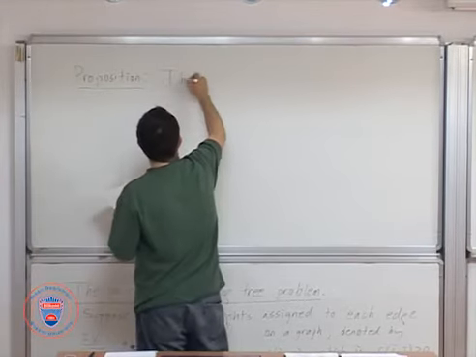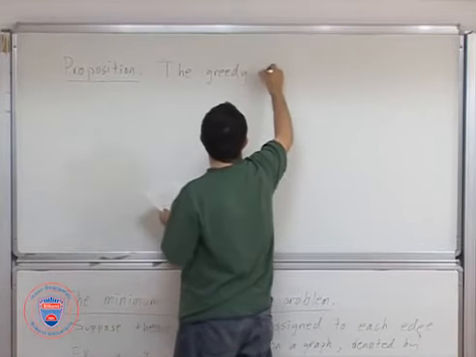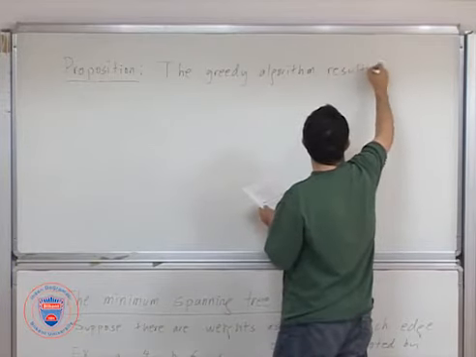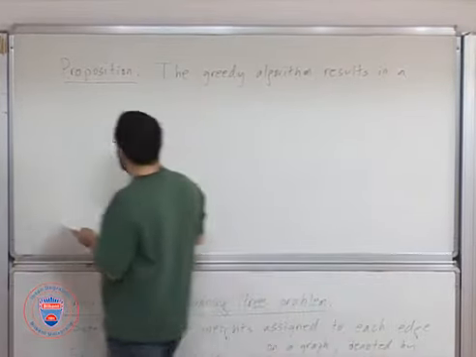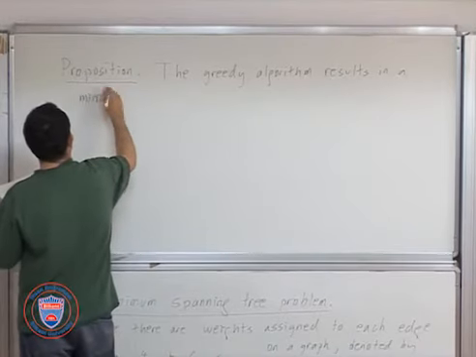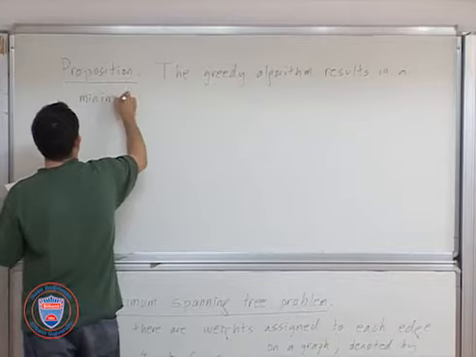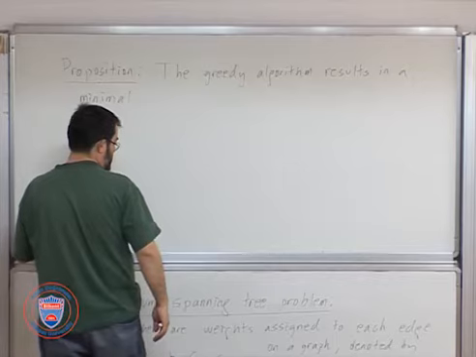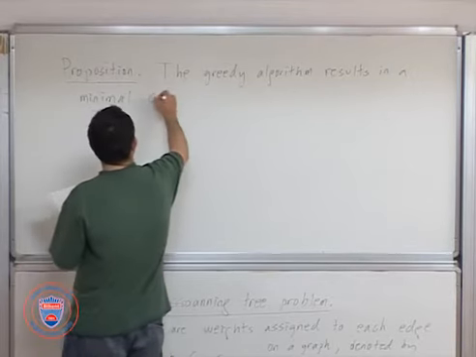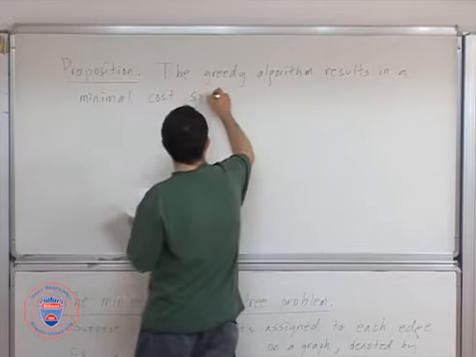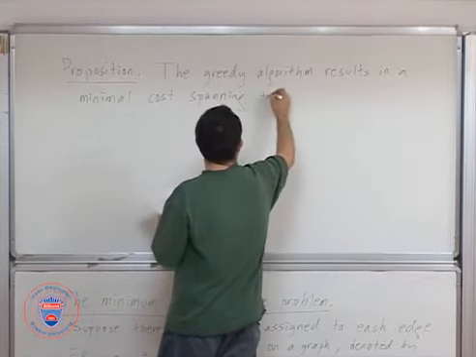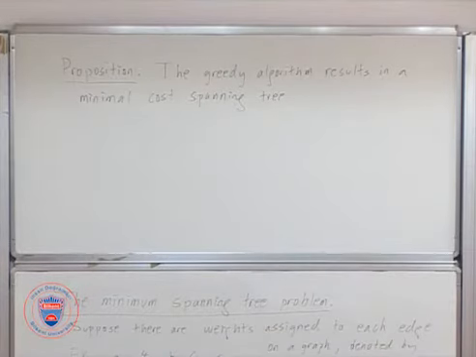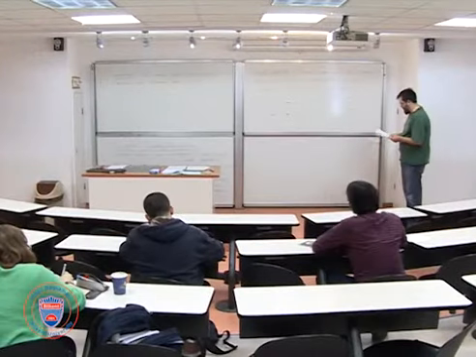So the greedy algorithm results in a minimum. I can say actually a minimal, because there are lots of minimums here, the one that is smallest. We should say minimal when you have more than one minimal. Minimum total cost, but minimal in the sense that you could have more than one solution.